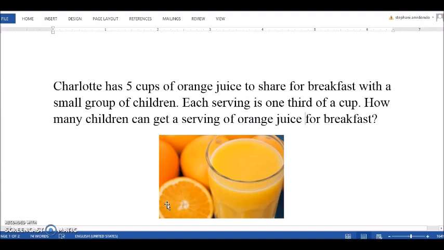Charlotte has 5 cups of orange juice to share for breakfast with a small group of children. Each serving is 1/3 of a cup. How many children can get a serving of orange juice for breakfast?